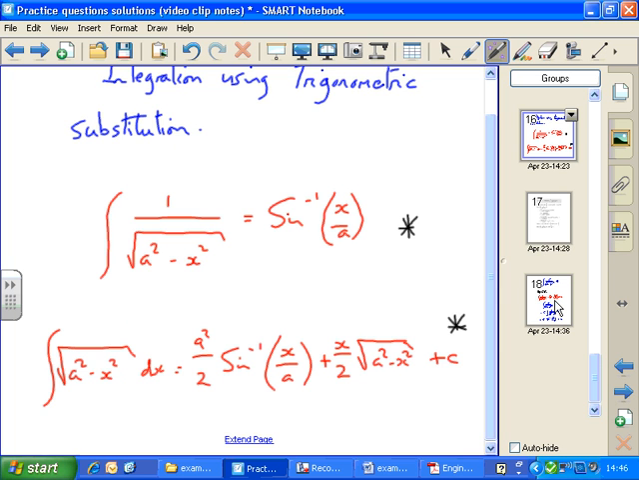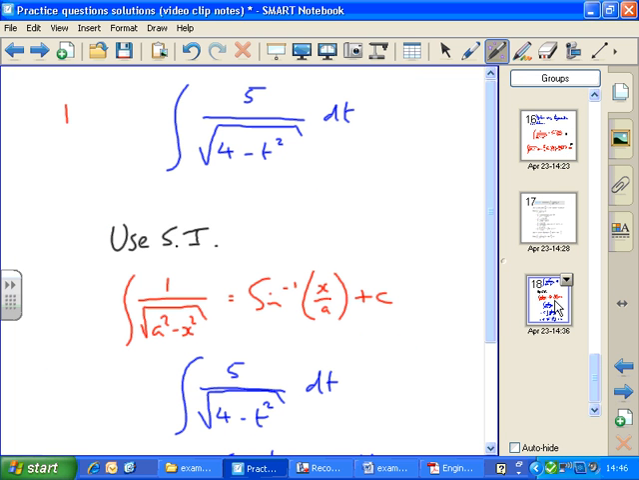So if you look at the questions now, I'm not going to go through all three because they're all roughly the same, just using the standard integral. If you look at number 1, here it is, we use a standard integral because this integral looks like the first one we have there. All we've got to do is find out what a is.